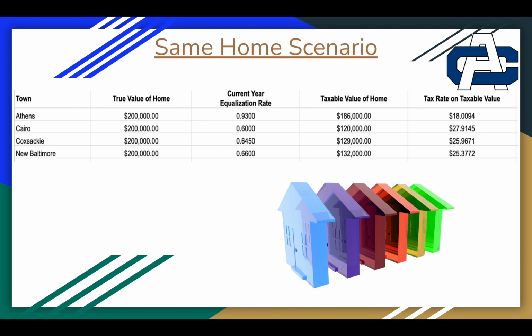So the last thing I'd like to do is talk about a same home comparison. In this scenario, we will consider a $200,000 true market value home in each of the 4 towns. 4 different homes, each with $200,000 values, one in each town. Using the state assigned equalization rate for each town, we can calculate the taxable value of the home and then can identify the tax rate on that taxable or assessed value. Notice how they all matched up to the previous slides.